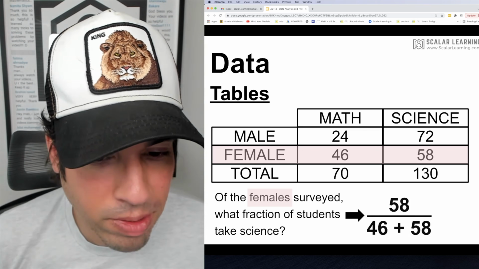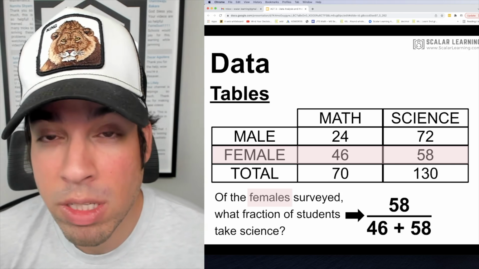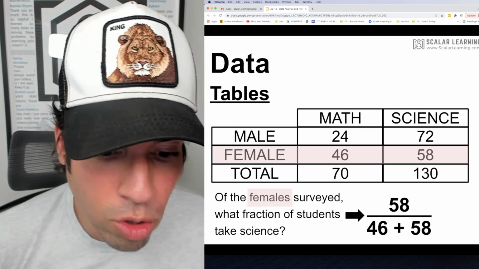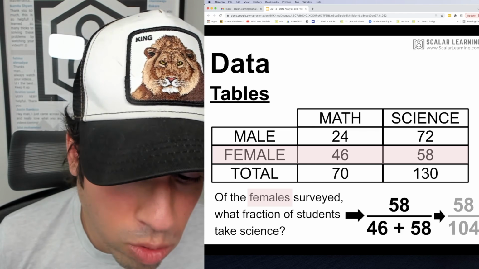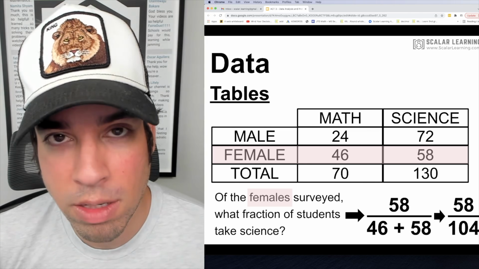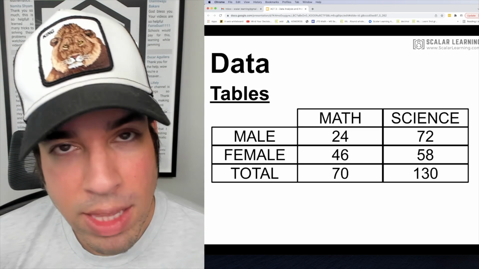The 46 plus 58. And then what fraction takes science? Well, it's the amount of females that take science, not the total that takes science, just females. So it's 58 out of that total of 104. Boom, done. Now we're going to go with one more example of that limiting language.